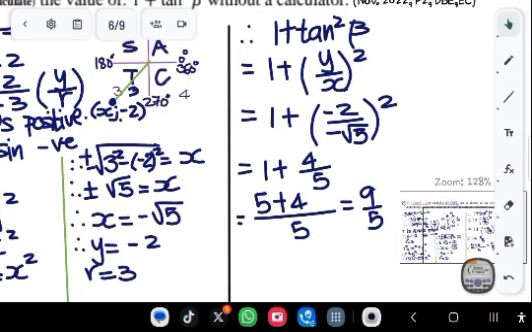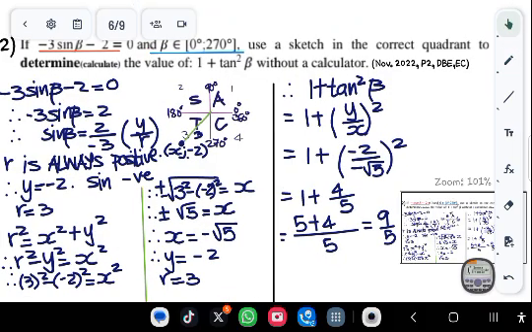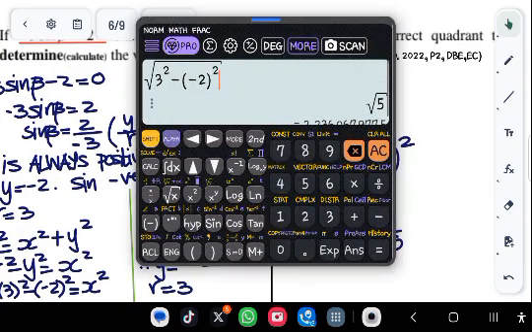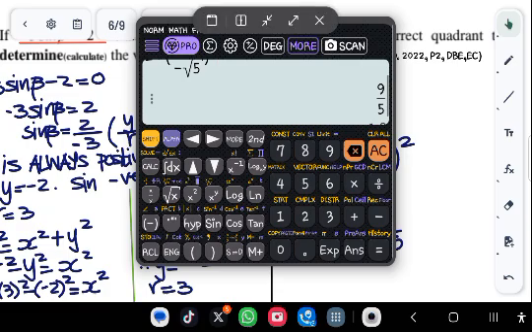You can use a calculator though. 1 plus tan squared beta, so that will be 1 plus open bracket, common fraction button, that is negative 2 over minus square root of 5. And then all that is squared. And there is the answer. It gives us 9 over 5. That is the correct answer.